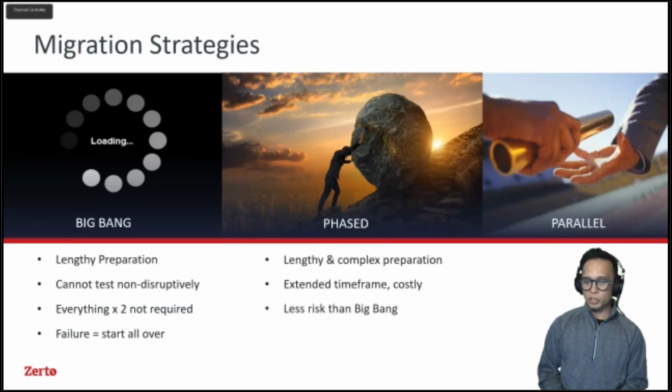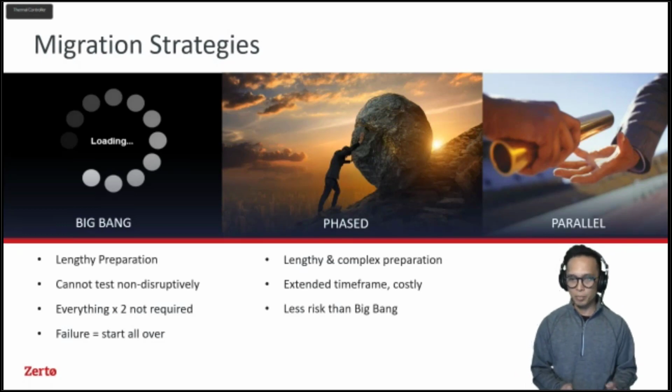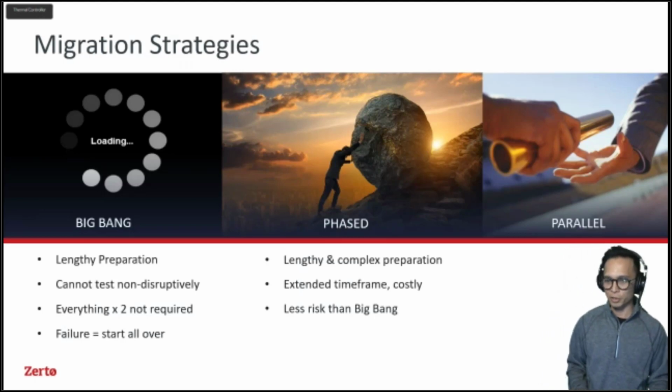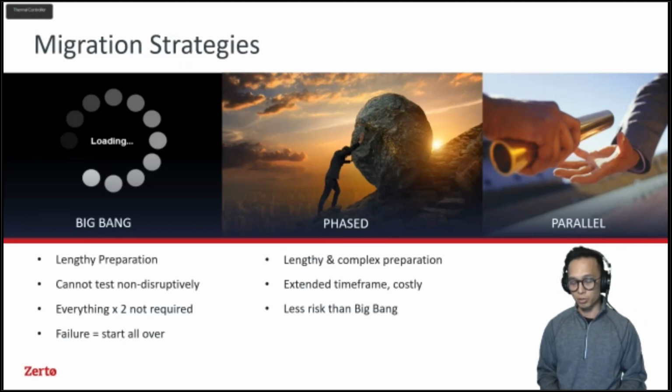There is less risk than the Big Bang because now you're approaching your migrations in phases, little pieces. So you can move one application at a time and not worry about the rest of them. Whereas if you moved everything at once and there's problems with everything, your teams are stretched thin. They're up all night, all day, and all day and all night, working to get things up.